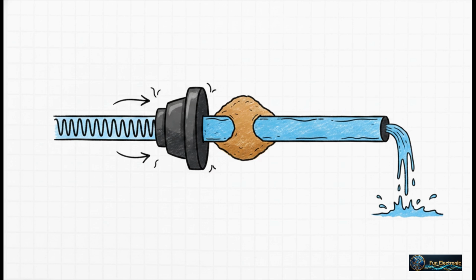Let's think back to our water analogy for a second. If you add way more sand to the hose, which increases your resistance, but you keep the water pressure, or voltage, exactly the same, the math dictates that the flow of water, your current, has to reduce. It is an elegant, inescapable balance.